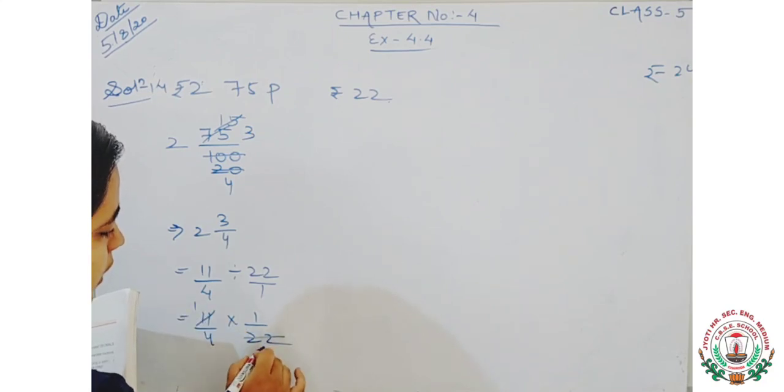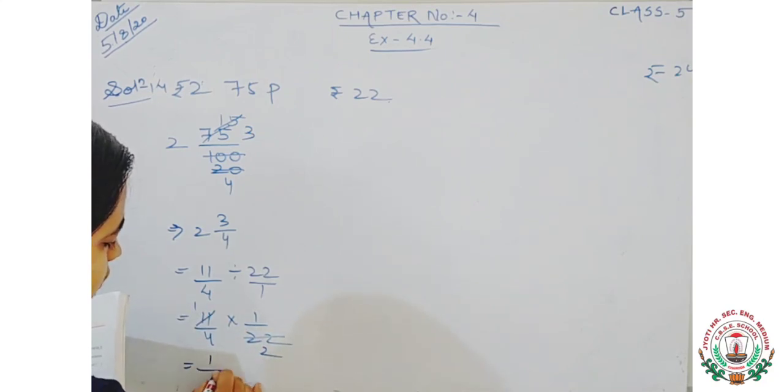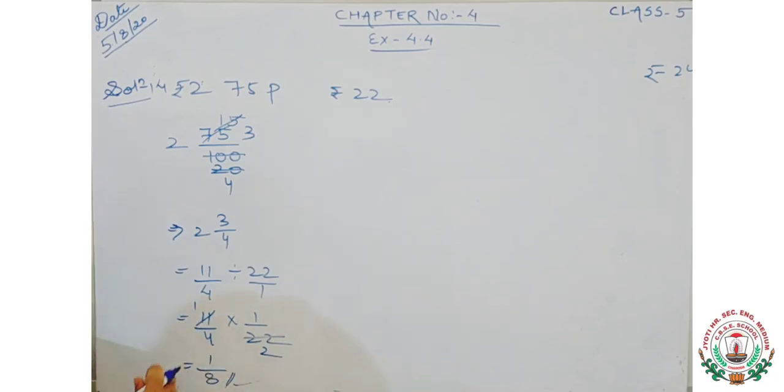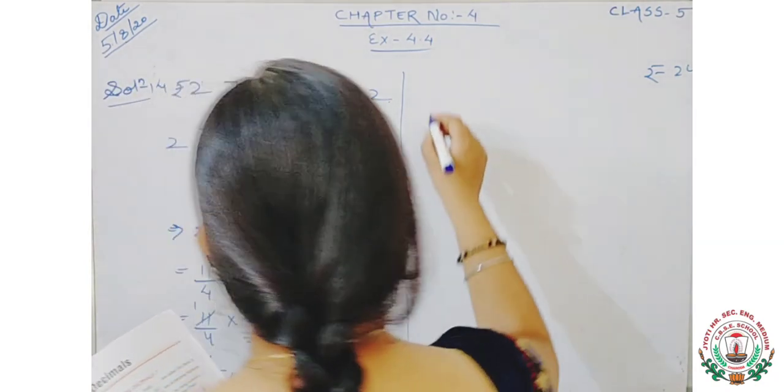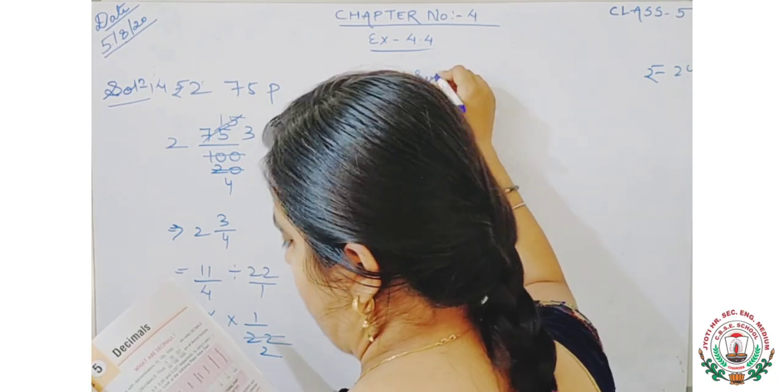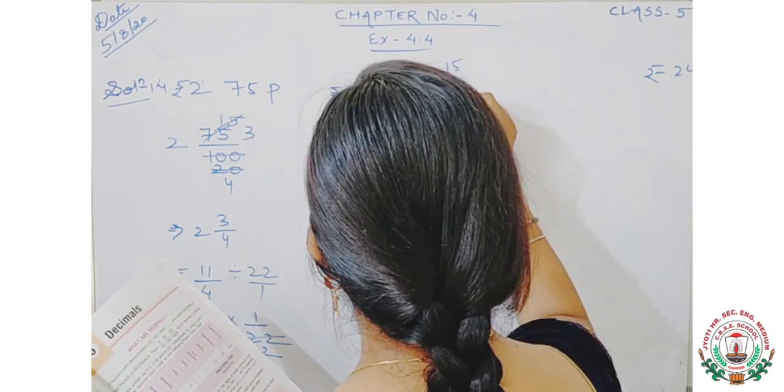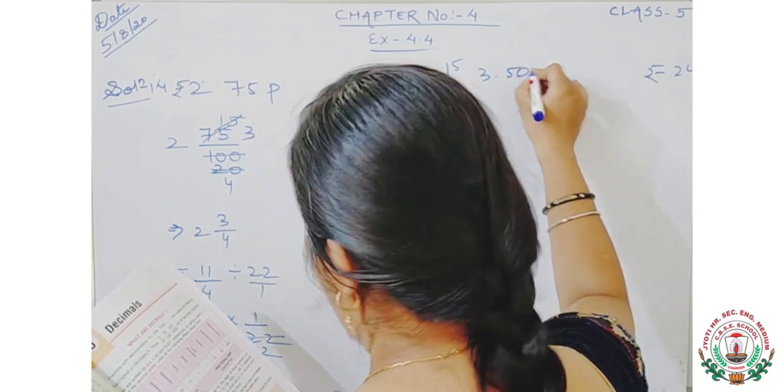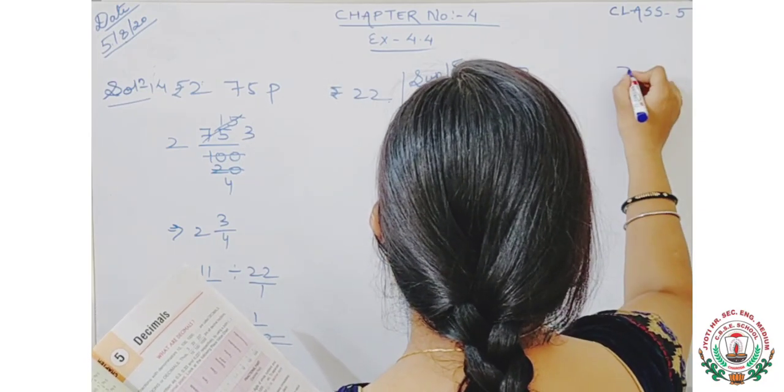11 ones are 11, 11 twos are 22. So what is left out? 1 upon 4 twos are 8. So what is the answer here? 1 upon 8. Number 15. 15 is 3 rupees 50 paise in a fraction of rupees 35.